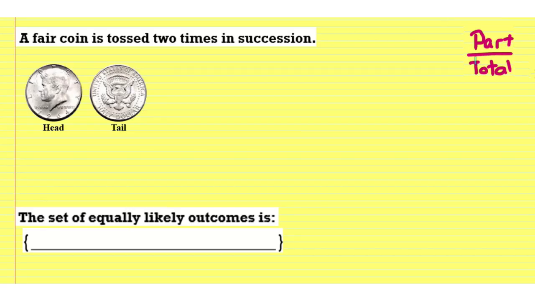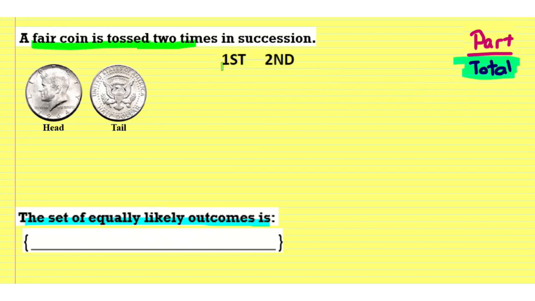Okay, in probability, we always need to know what this total number is first. We call that total number the set of equally likely outcomes. So we're going to have to figure out all of our total possible options. Let's think about the fact that we are going to toss this fair coin two times, so we're going to have a first toss and a second toss.